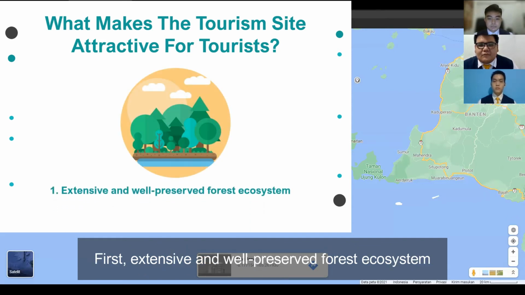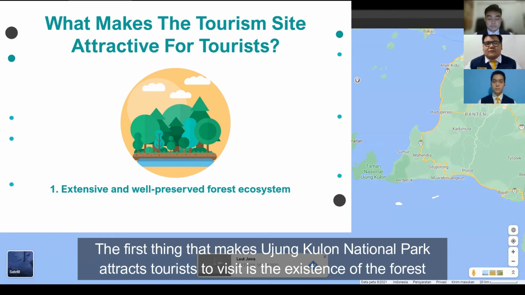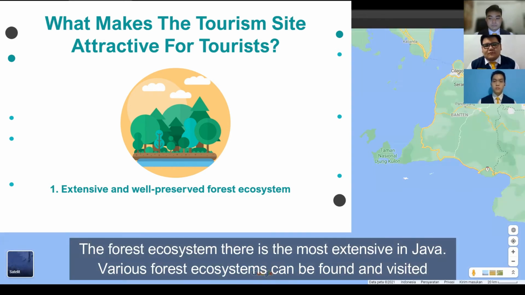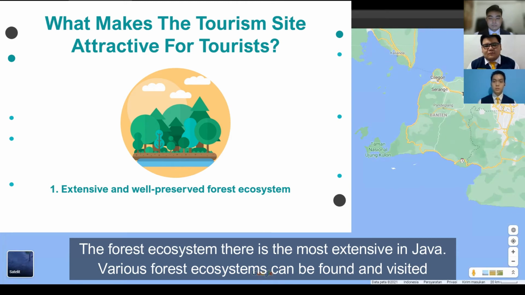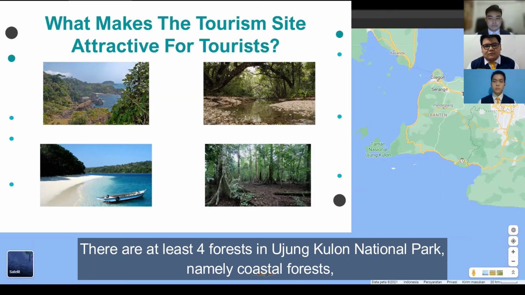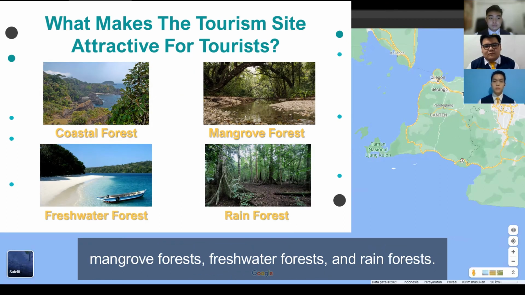First, extensive and well-preserved forest ecosystem. The first thing that makes Ujung Kulon National Park attract tourists to visit is the existence of the forest. The forest ecosystem there is the most extensive in Java. Various forest ecosystems can be found and visited. There are at least four forests in Ujung Kulon National Park, namely coastal forest, mangrove forest, freshwater forest, and rainforest.